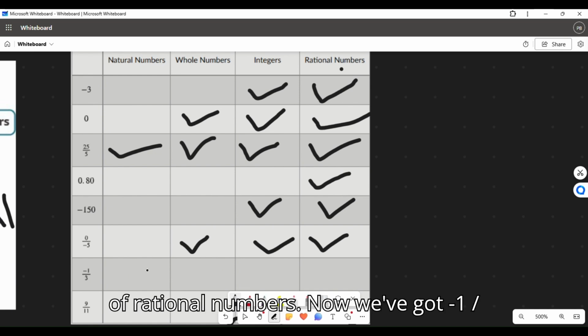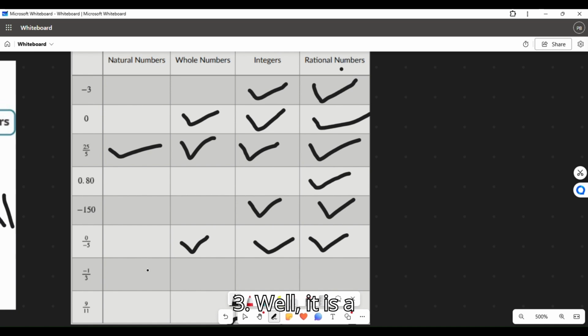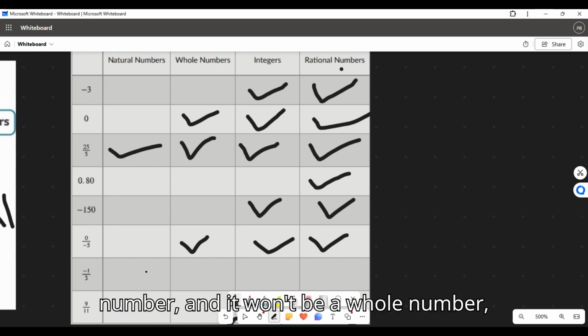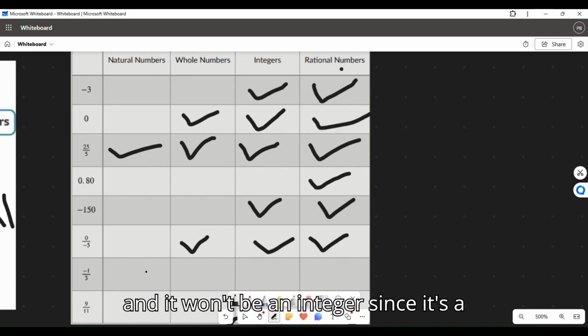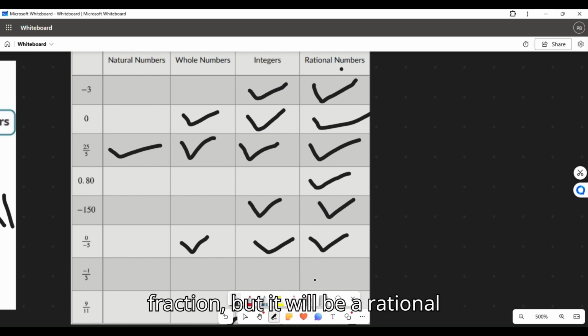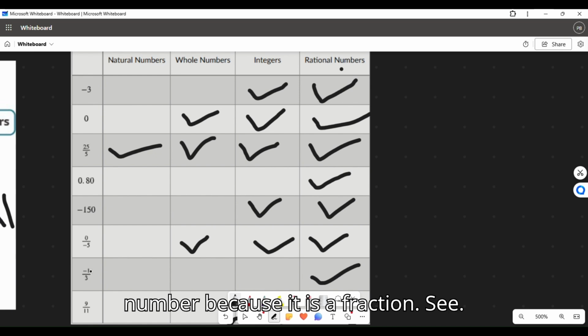Now we got -1 over 3. Well, it is a fraction, so it won't be a natural number, it won't be a whole number, and it won't be an integer. But it will be a rational number because it is a fraction.